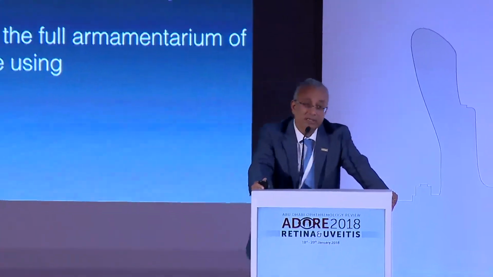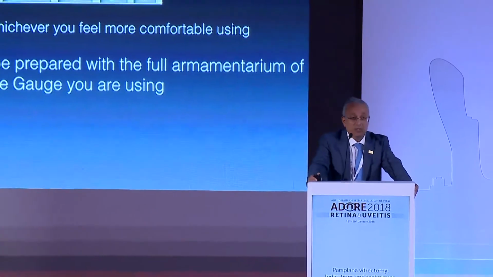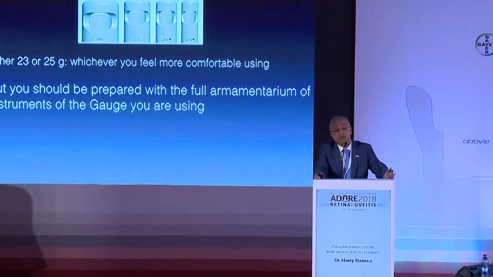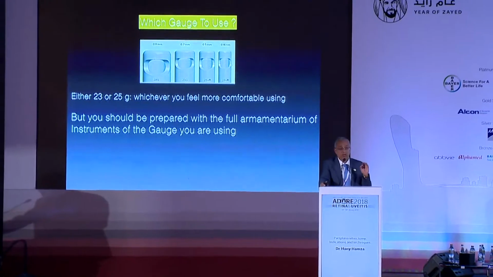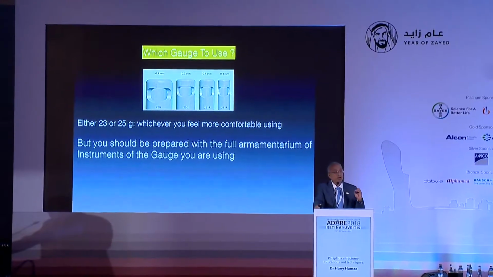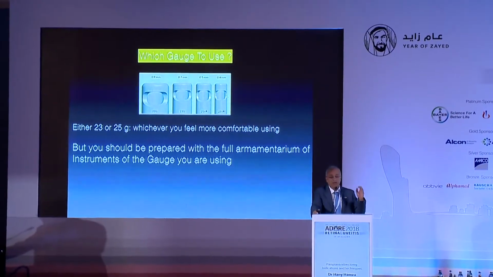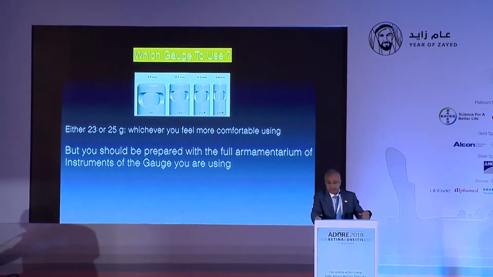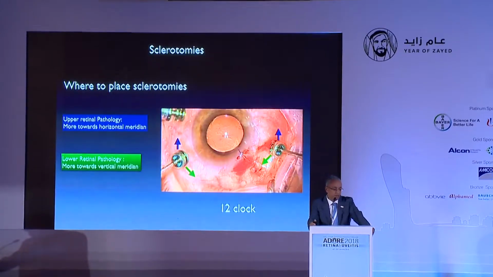Now, what are the key steps for vitrectomy for retinal detachment? First of all, how to select your gauge. Commonly we have in our practice the 23 or 25 gauge, whichever you feel more comfortable. But whatever the gauge you are going to use, you have to be prepared with a full armamentarium of instruments. You have to have the forceps, the scissors, the scraper, everything, and diathermy.